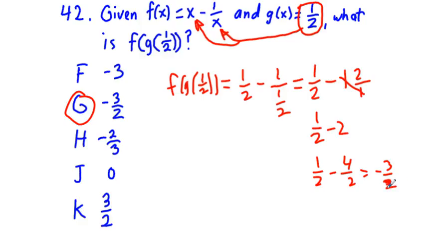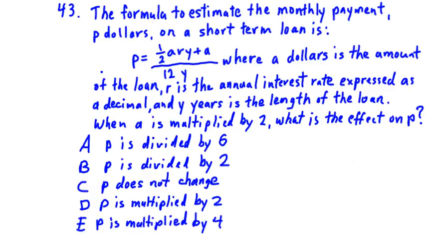Okay, next, let's go to problem 43. The formula to estimate monthly payment P dollars on a short-term loan is P equals 1/2 ARY plus A over 12Y, where A dollars is the amount of the loan, and so forth. When A is multiplied by 2, what is the effect on P?